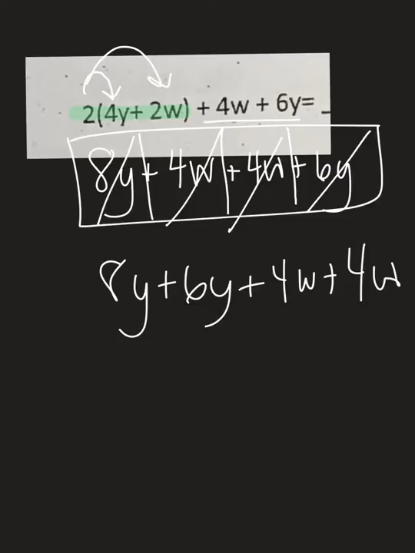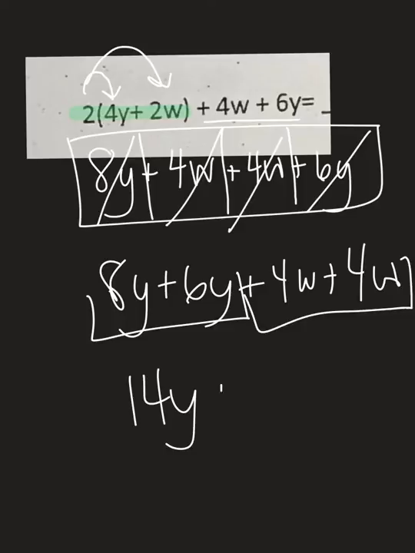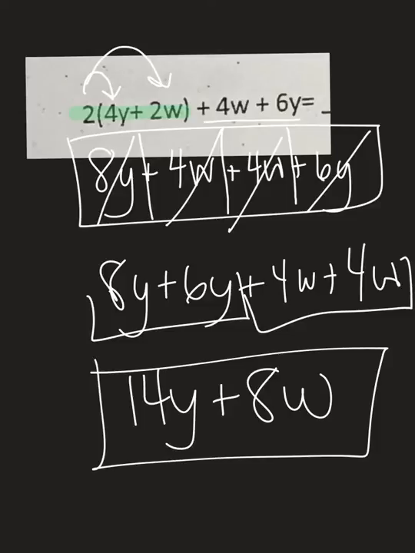And we are now just going to combine our like terms. So we have 8y and 6y, that would give me 14y. And we have 4w and 4w, which would give me 8w. And that would be our final answer. So again, we distributed first, and then we combined like terms to get our simplified expression.